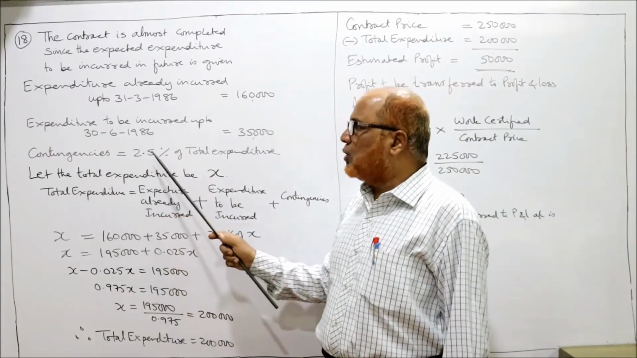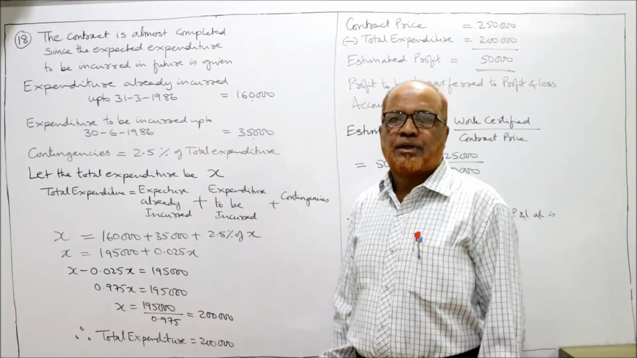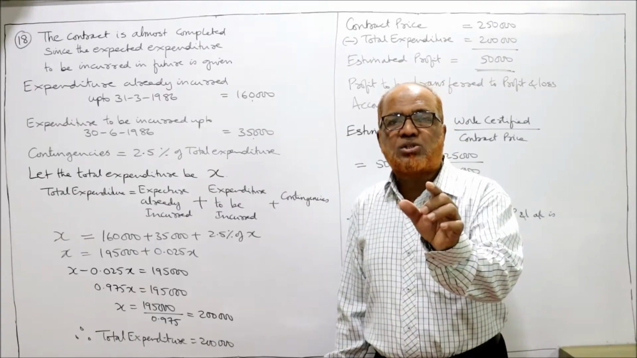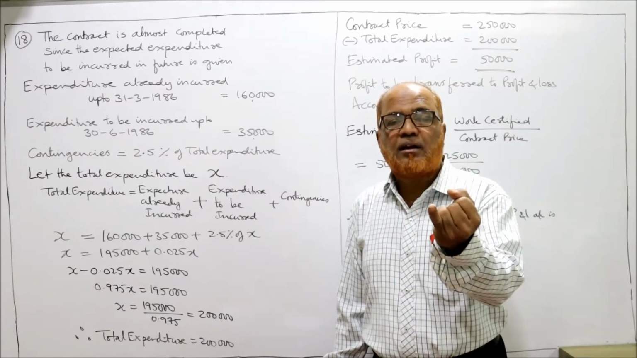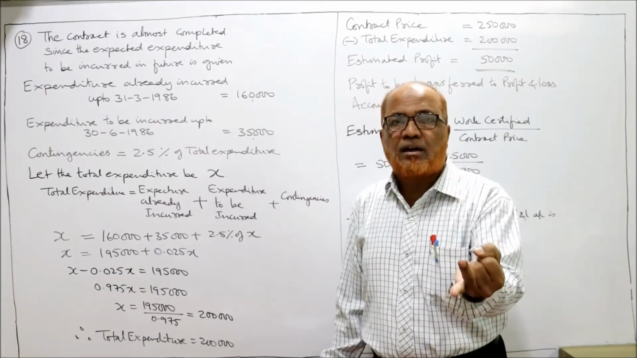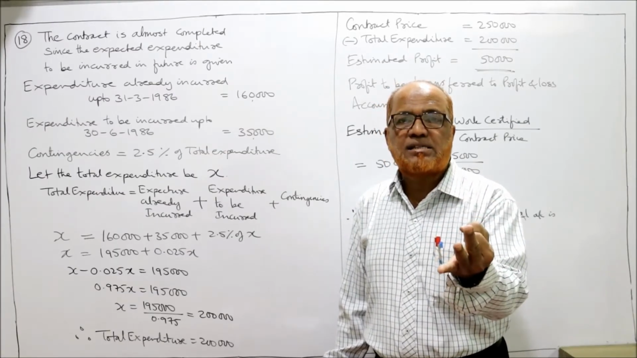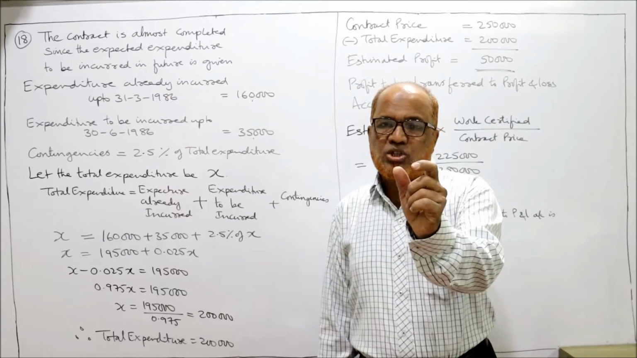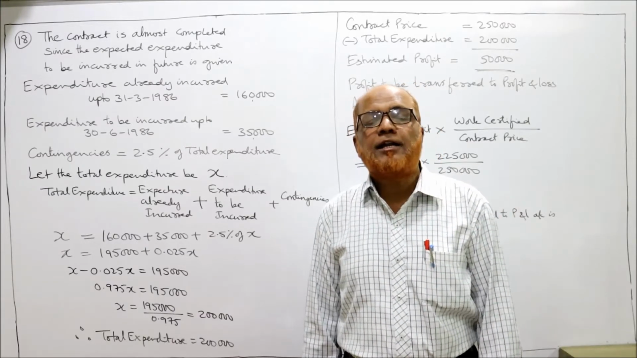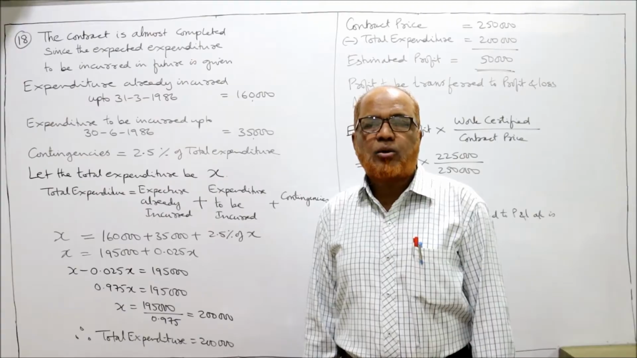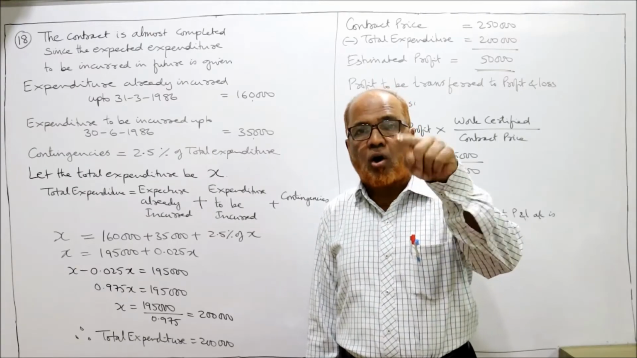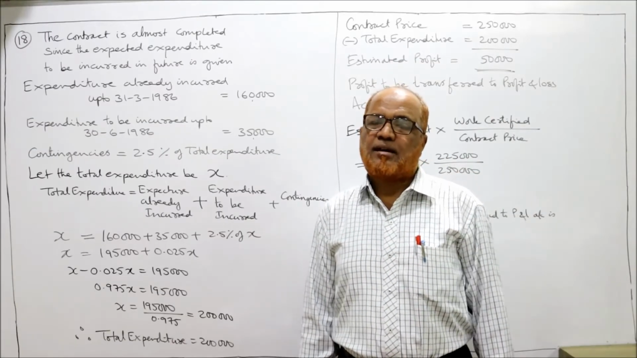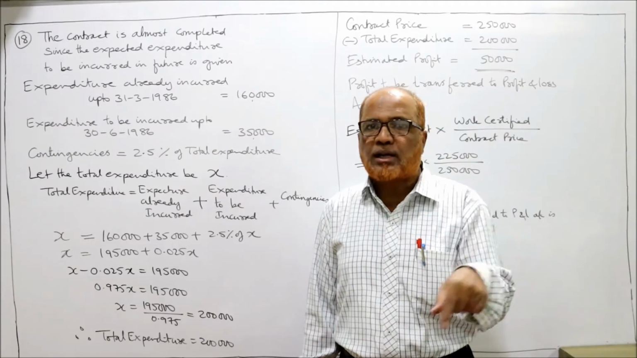Contingency is equal to 2.5% of the total expenditure, and total expenditure consists of expenditure already incurred plus expenditure to be incurred plus contingencies. When we add these three, we call it total expenditure, and 2.5% of the total expenditure will be the contingencies. So how many items are included in total expenditure? 3 items: expenditure already incurred, expenditure to be incurred, plus contingencies, right? And contingencies are 2.5% of total expenditure.